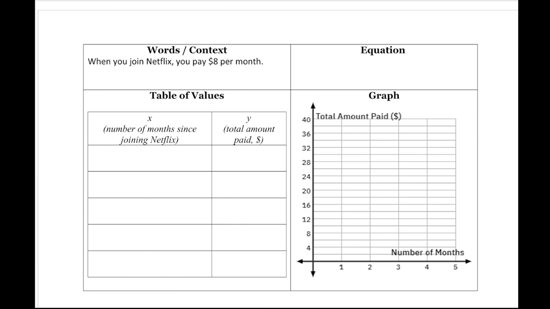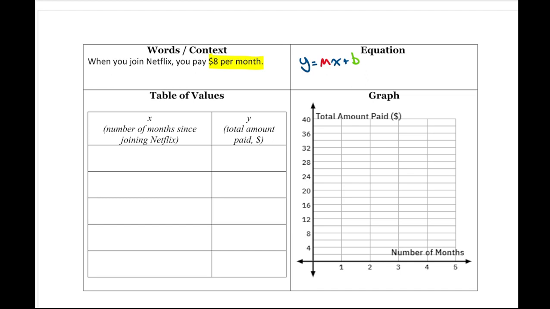Looking at another scenario, when you join Netflix, you pay $8 per month. That's the scenario. You're only paying $8 a month. So there's only one number here. So that means our equation is only going to have one part. We know it's still going to be in the form y equals mx plus b. But we're not going to have one of those values because we only have one number here.